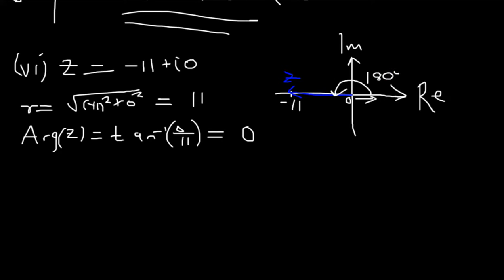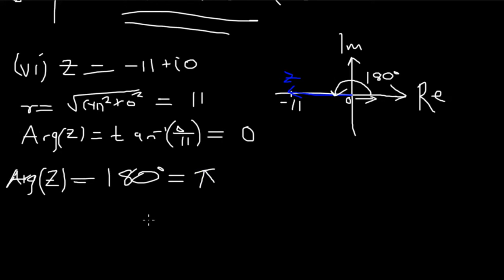This is 180 degrees. So instead of writing 0, I can put 180. So the argument of z is going to be 180 degrees. These angles, you can write them in degrees or in radians if they've not been specified. So 180 degrees in radians is equal to pi.